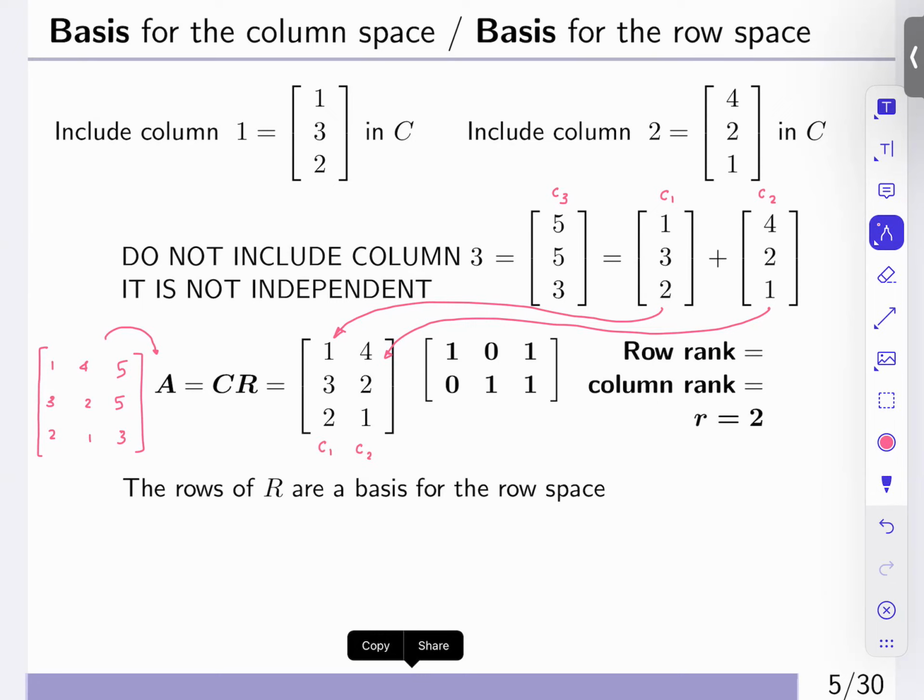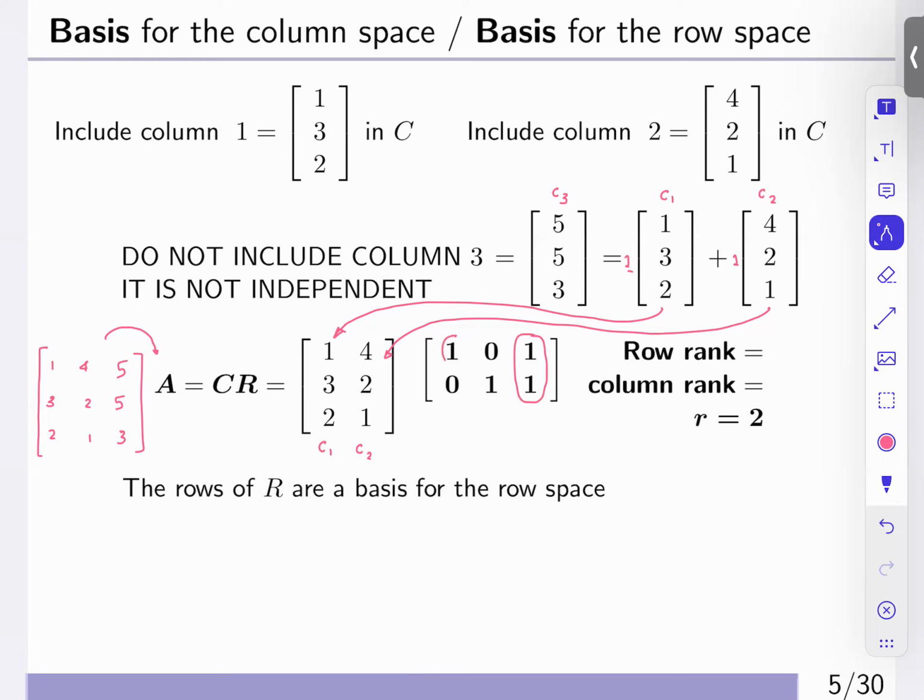Everyone understood this? The last column is dependent on the first and second column. Do you agree with me? What is the relationship with the last column? Last column is equal to the weight 1 multiplied by the first column plus weight 1 multiplied by the second column. So this 1 and 1 went here.